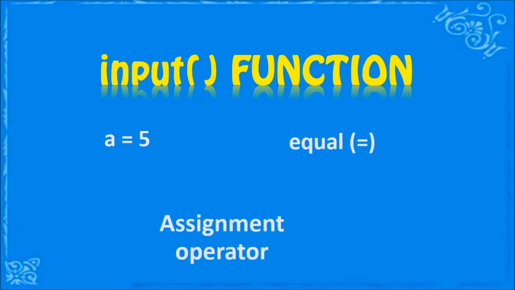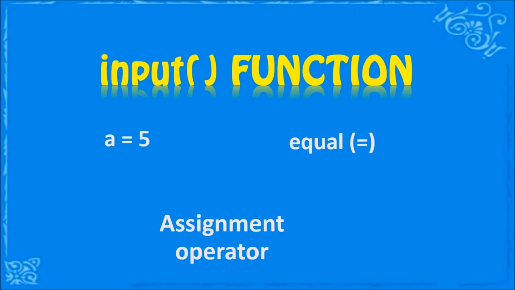So next topic is input function. Here if I say a equal to 5, that means in this statement we are simply assigning the value 5 to variable a using an equal sign, which is also known as the assignment operator. So in this program we are storing the value in a variable at the time of writing the program.